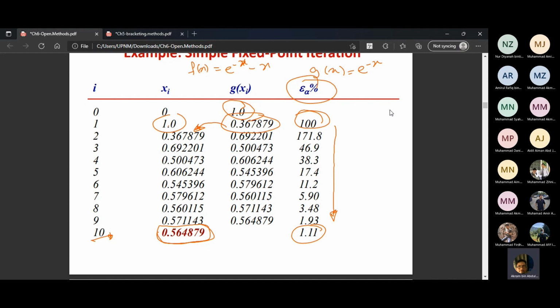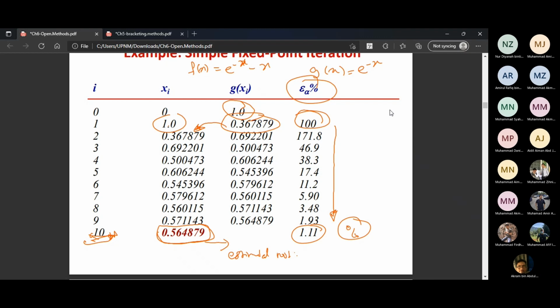Okay, let us say that 1.11% is confident enough for us to say that the value of xi is actually our root value. Then we can stop. So we keep doing this iteration until 10 iterations, and we get xi equal to 0.564879. So we can say this is our estimated root for this equation.